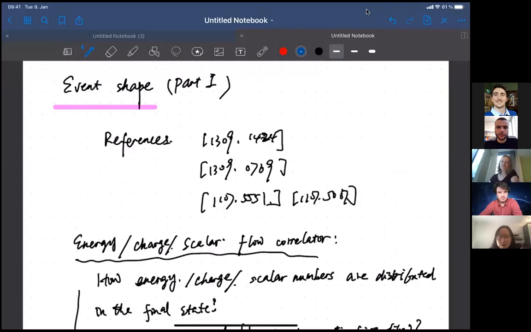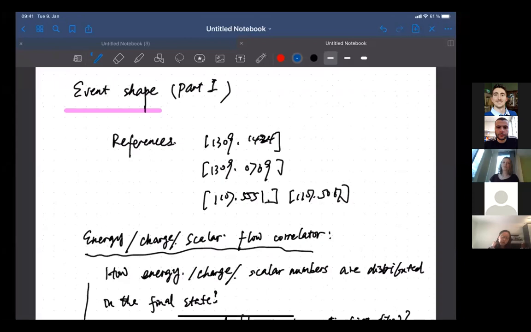Start with phenomenological applications of modern amplitude methods and ideas.